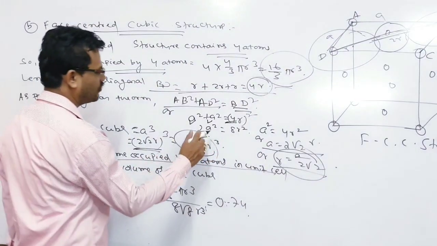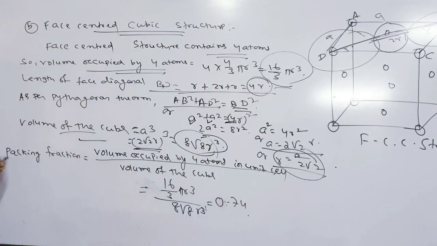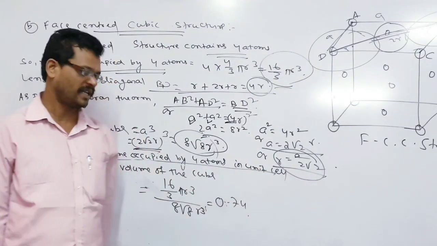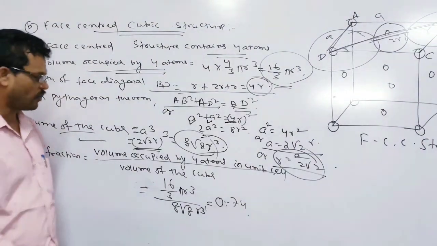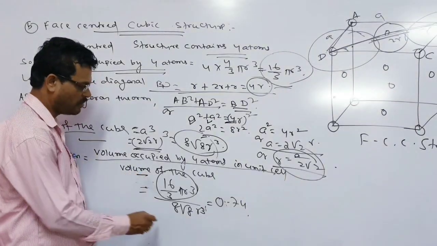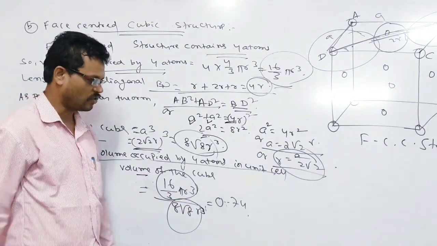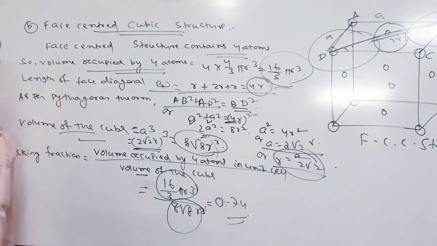Okay, so in this 8 root 8 r cube, that is the volume of the cube. Now instead of taking the fraction, what will it become? The volume occupied by 4 atoms in a unit cell divided by the volume of the cube. The volume occupied by 4 atoms is 16/3 pi r cube, and the volume of the cube is 8 root 8 r cube. So ultimately, on solving, we get 0.74.